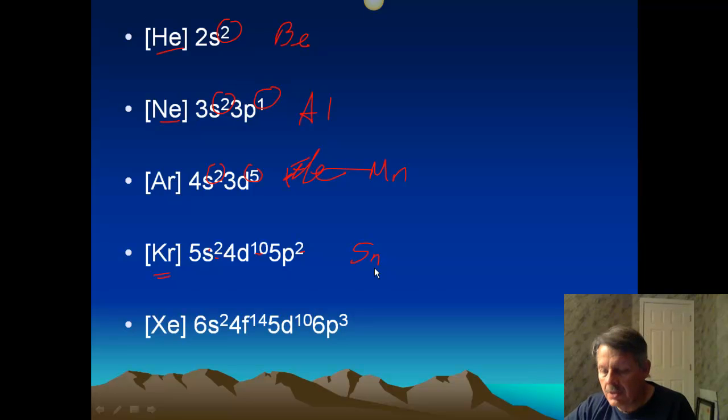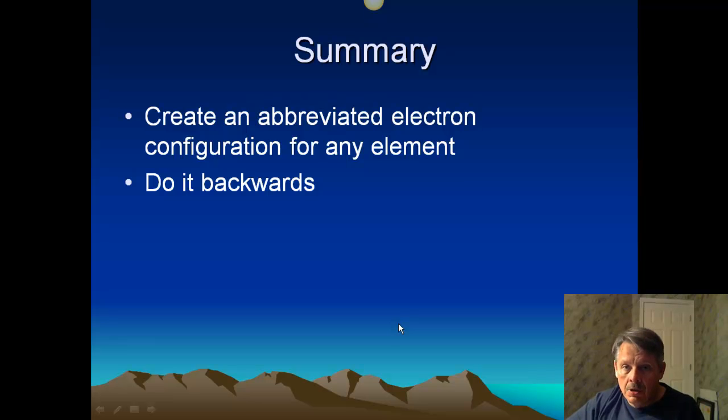And then xenon, going all the way up to what ends in p3, is going to be this one. Alright, I think that's it. So you should be able to create an abbreviated electron configuration for any element. You should also be able to do it backwards. Okay, that's it. We're done with abbreviated electron configurations.